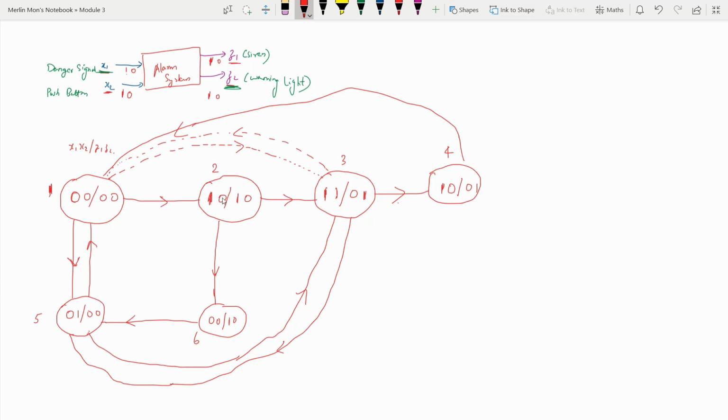If we look at state 2, here also both signals can change simultaneously. That is, x1 can become 0 and x2 can become 1 simultaneously. Here also the possibility is less, but still we will consider it. So what happens if these both signals change simultaneously? Means this becomes 0 1. If this becomes 0 1, we will look.